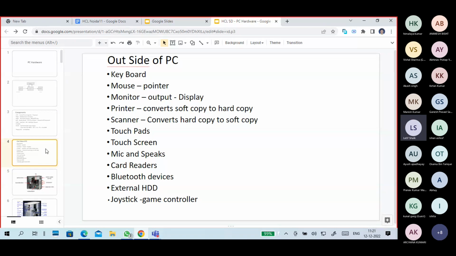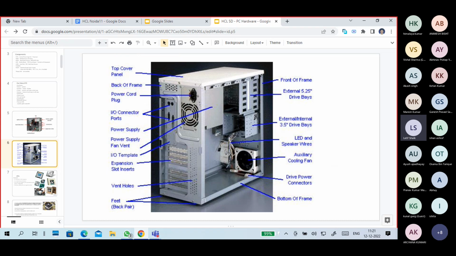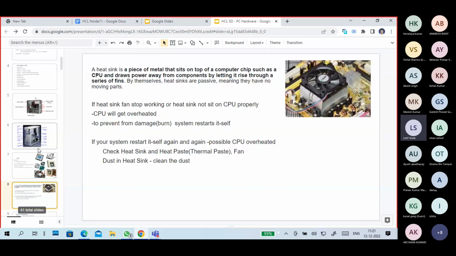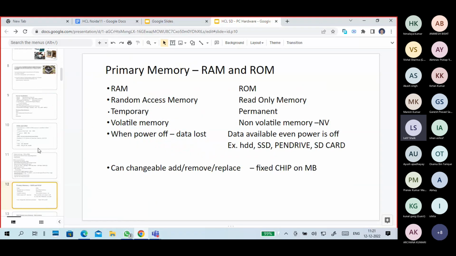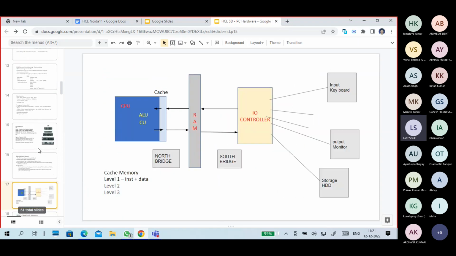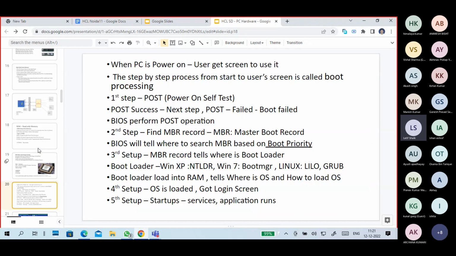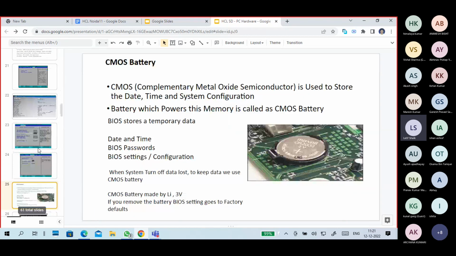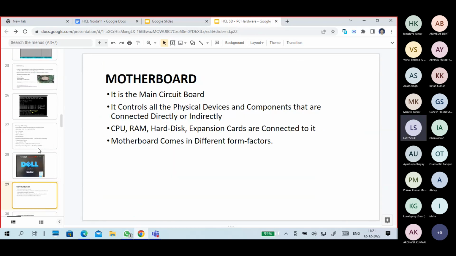Just what are the other devices? What is meant by cabinet? What is CPU? How does it look? What are the CPU parameters? We'll see. What is the difference between RAM and ROM, and what is RAM? Types of RAMs. What is the meaning of ROM? What is BIOS? What are BIOS settings? BIOS batteries. How to go to BIOS settings?